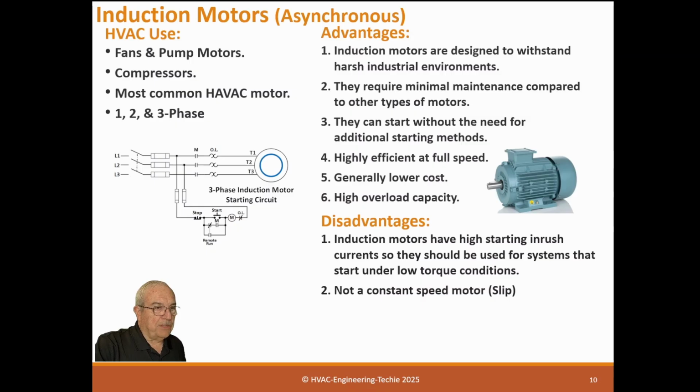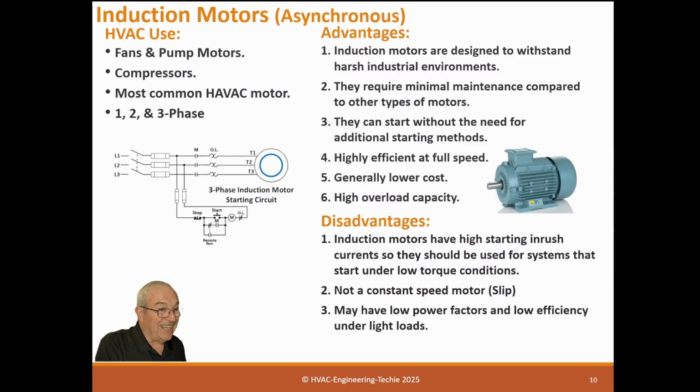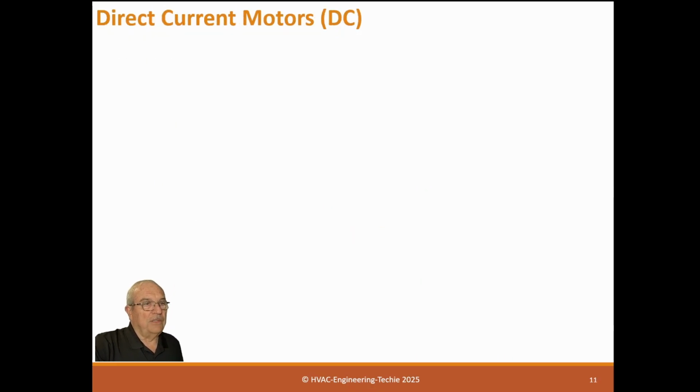Not a constant speed motor, has slip. May have low power factor and low efficiency under light loads. So it's a good motor and fairly efficient at full speed. But you start getting lower than full speed, efficiency starts going down. Requires VFD control for variable speed. You can use more poles, but the right way is with a VFD.